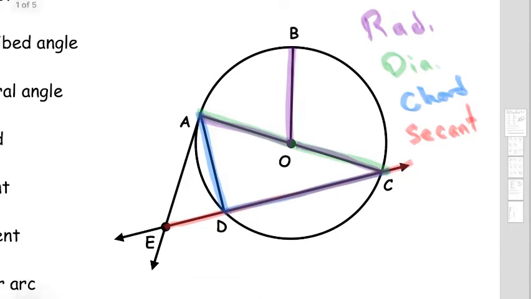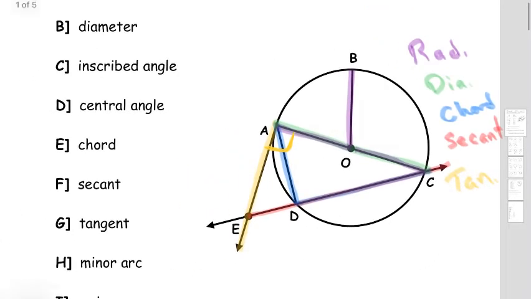Which brings us to the next thing, which is what we call a tangent line or a tangent. Tangents are important because remember, they are going to be perpendicular to the circle, or in other words, it only touches the circle once. Tangent. Alright, so now let's go through and answer the questions that they want us to answer.